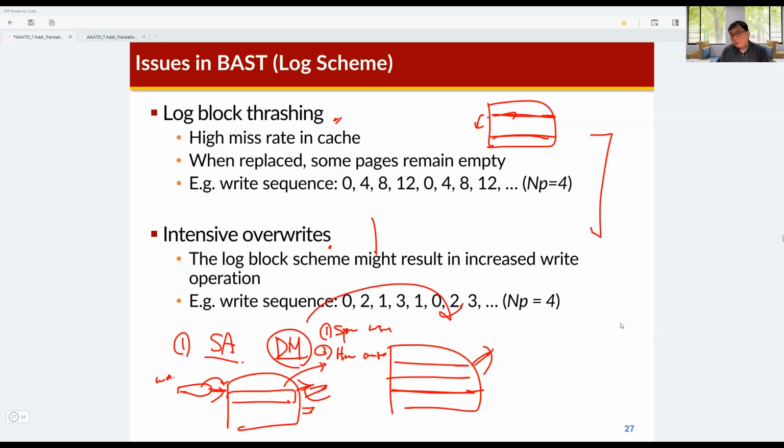And then in order to reduce these wasted cache blocks, we can apply a fully associative cache. With the fully associative cache, the accesses can be assigned to any location of the cache. So with this fully associative cache, we can reduce the wasted cache blocks.